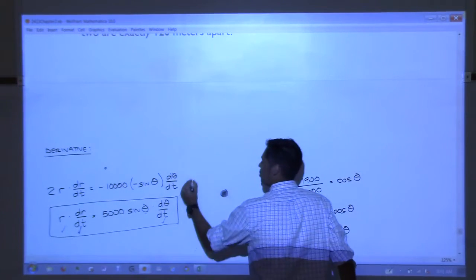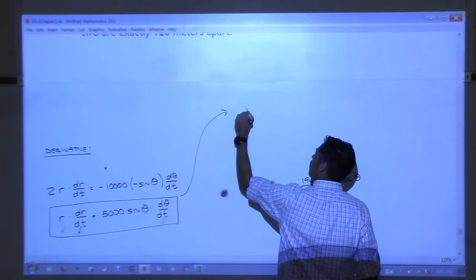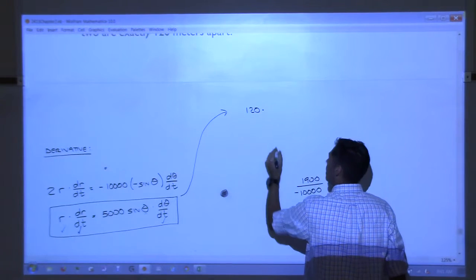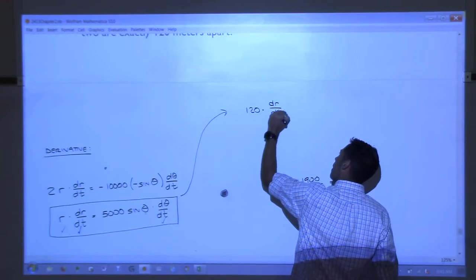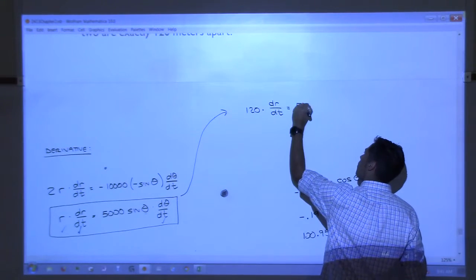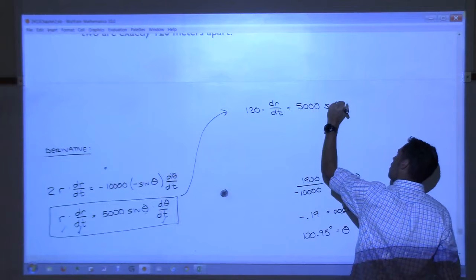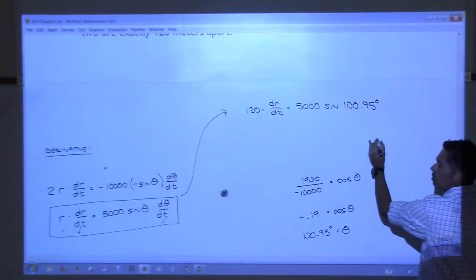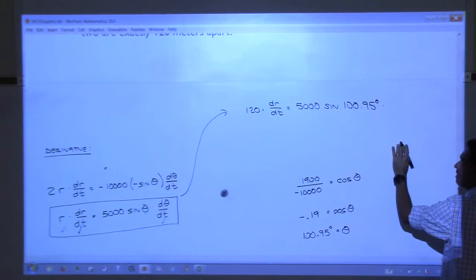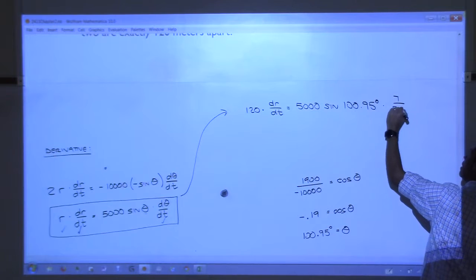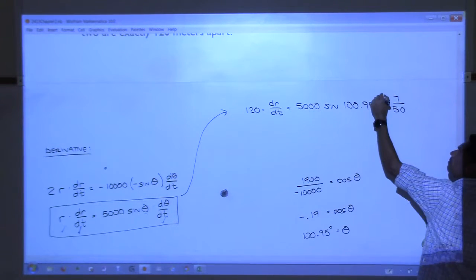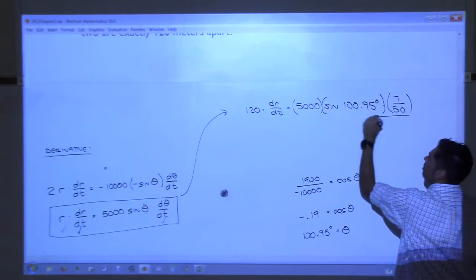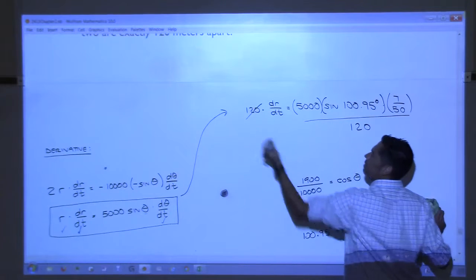I'm going to rewrite this equation. I'm going to replace everything now. R is 120. dr dt, that's what I'm solving for, equals 5,000 times sine of 100.95 degrees, which I'll use my calculator for, times d theta dt, which was 7/50. All right, so I'm going to do that. And then, you know what? I'll just divide all that by 120 when I'm done.